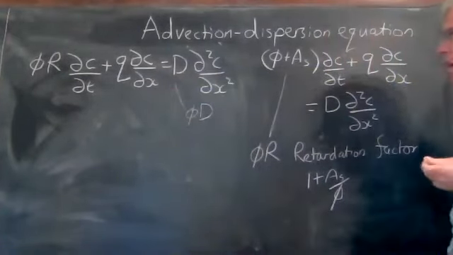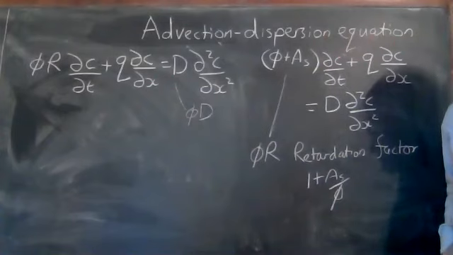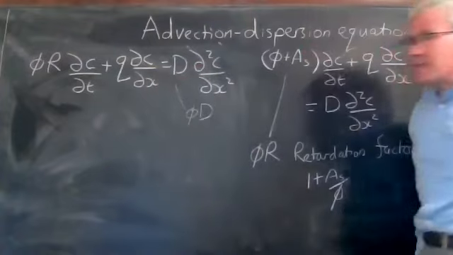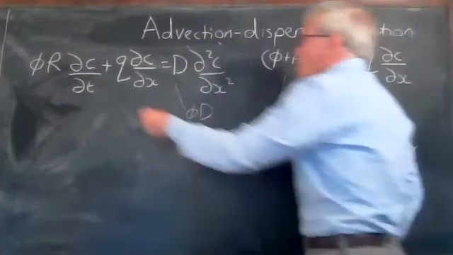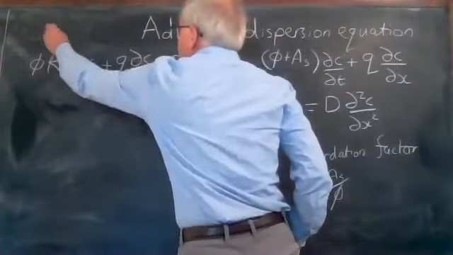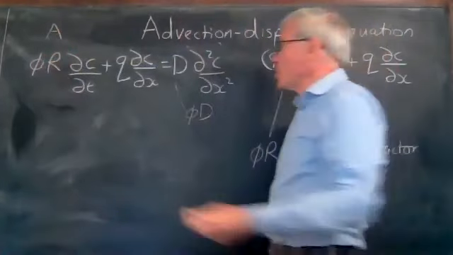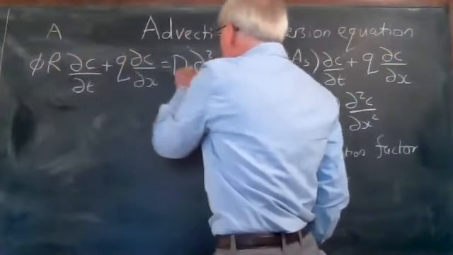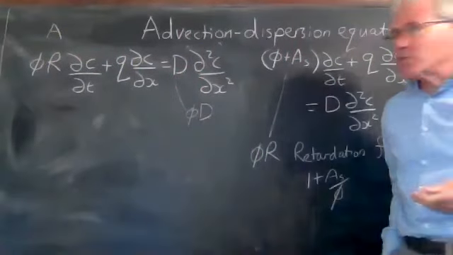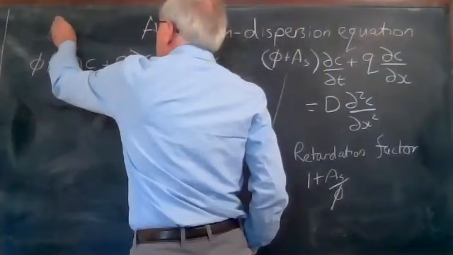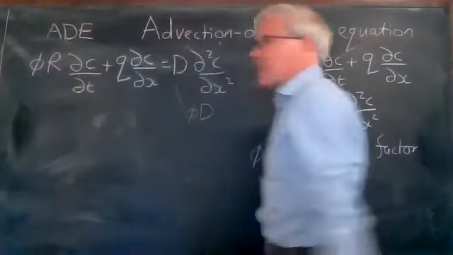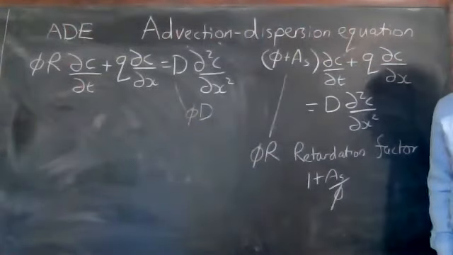All right, that's the equation, either with a d or a phi d, but this is the advection-dispersion equation. It's got advection in it. This is the advective term. It's got retardation due to sorption, and it's got dispersion in it. And this is called, in letters, the ADE, advection-dispersion equation.